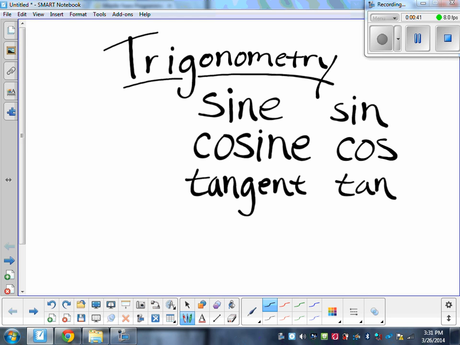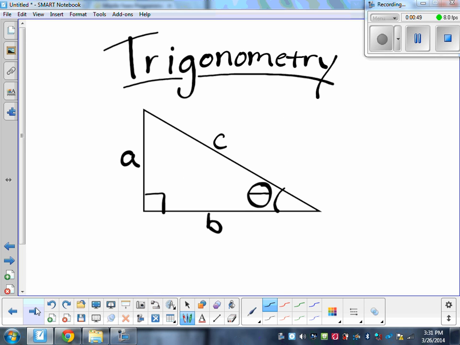When looking at the sine, cosine, and tangent, we want to remember which sides of the triangle we're talking about. So if we take a look at this triangle, ABC, we have angle theta down here in the corner. We're going to use theta as our reference angle. So we're going to start by looking for the sine of angle theta. The sine gives us the ratio of the opposite over the hypotenuse.